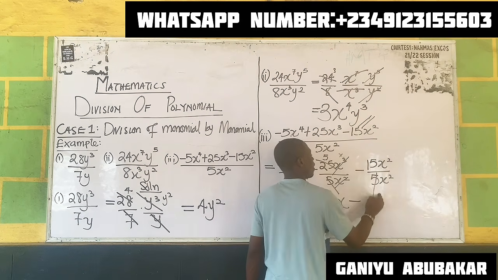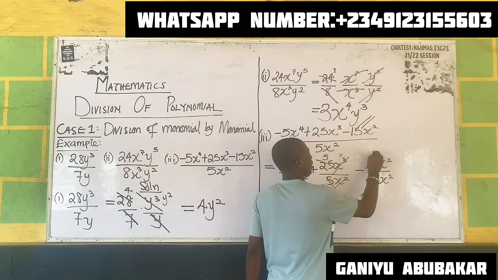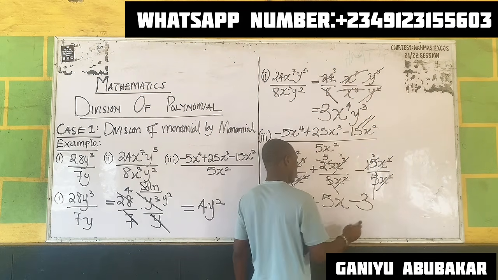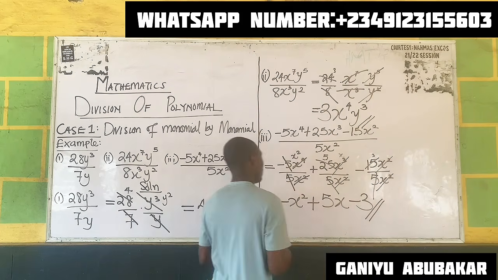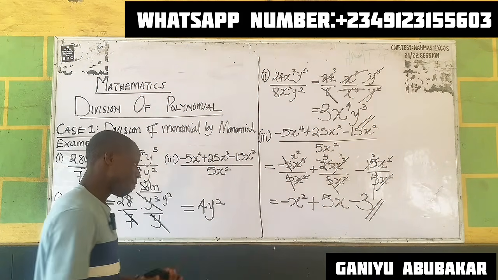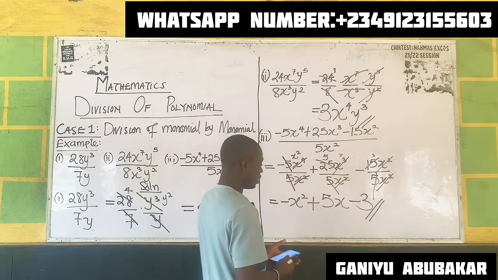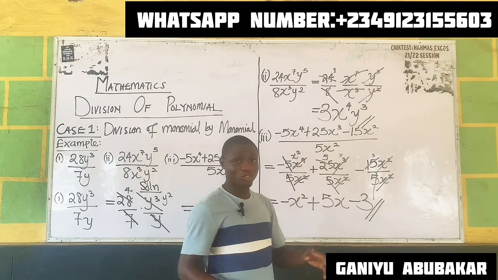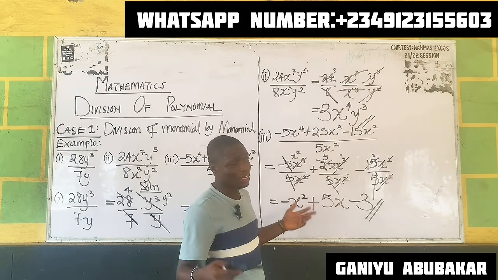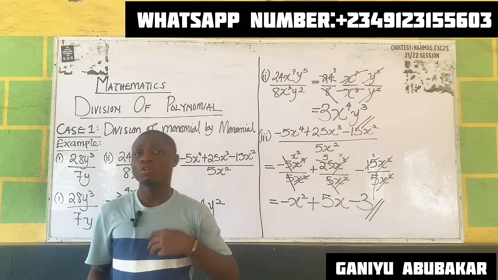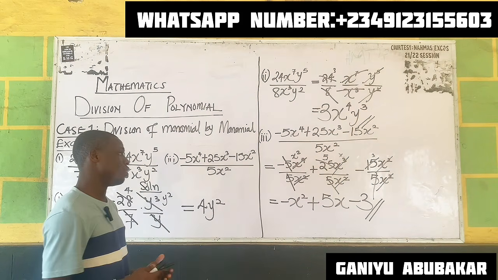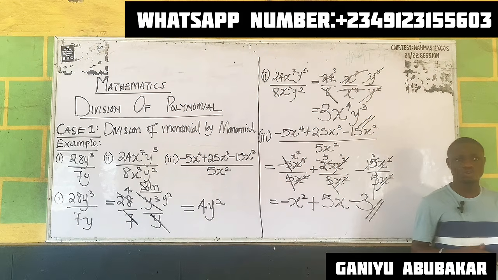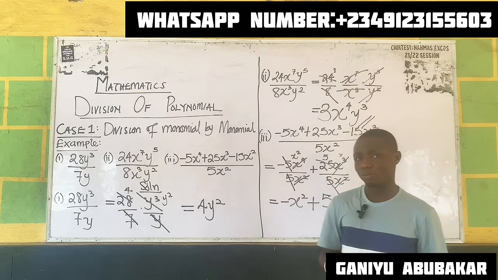Minus. 5 in 15 is 3. x squared cancels x squared, that's 1. So my final answer here is negative x squared plus 5x minus 3. This is like a quadratic expression. This is the form it comes in. I didn't say solve this using a quadratic equation. No, I'm just saying that this is like the pattern of a quadratic. But yet this is my answer to this particular question. So that is how to solve problems under case 1 of division of polynomials.